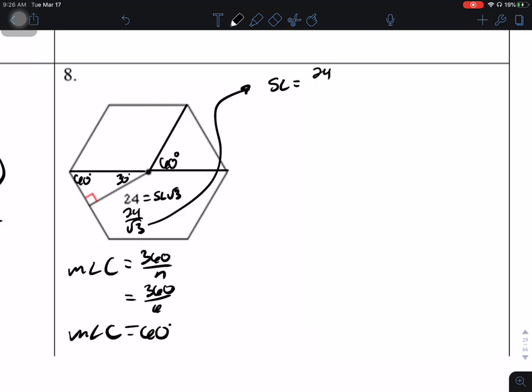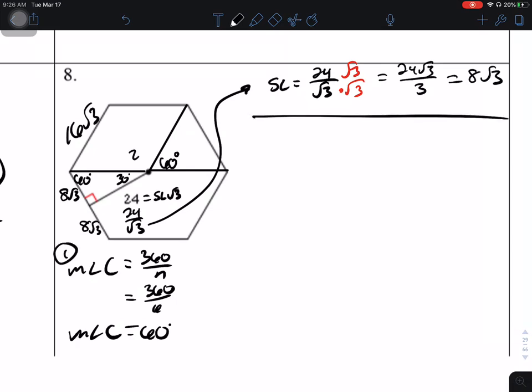So the short leg is 24 divided by the square root of 3. If you rationalize your denominator, making sure it's not an irrational number, you can multiply by 1 in the form of square root of 3 over square root of 3. It's going to give us 24 square roots of 3 over 3. 24 divided by 3 is 8, so it's 8 square roots of 3. This is 8 square roots of 3. This is also 8 square roots of 3, which means one side of this is 16 square roots of 3.